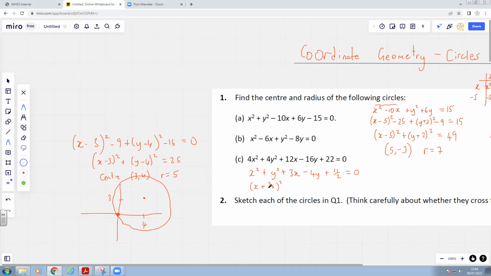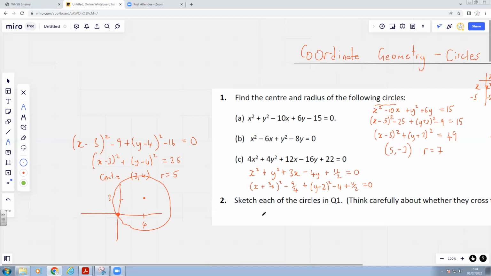Look, a half of 3 is 3 divided by 2. See, it's like a cheat. And what's 3 over 2 squared? Well, what's 3 squared and 2 squared? It's 9 over 4. Same with the y's, y minus 2 squared, but then we're going to be taking away 4, and then we've got plus 11 over 2 equals 0.